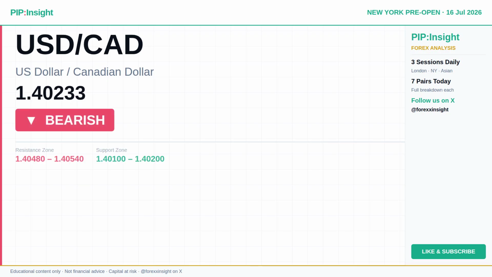Dollar Canada. The chart is showing clearly defined bearish structure on this session. The 4-hour trend is to the downside and the 1-hour is also pointing lower. Resistance is marked between 1.4048 and 1.4054. Support is marked between 1.401 and 1.402. Here is the full chart breakdown.